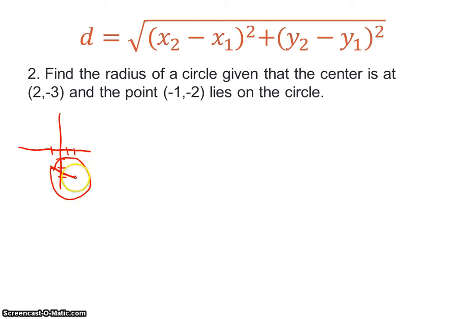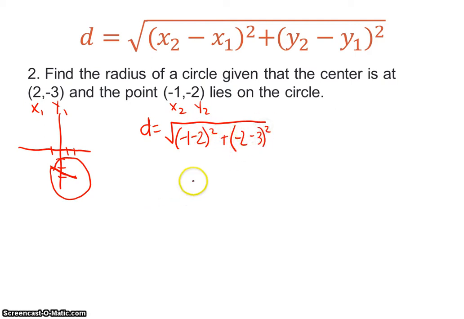So we want to find the distance between these 2 points. We've got it over here, x1, y1, x2, y2. So we've got the square root of negative 1 minus 2 squared plus negative 2 minus a negative 3 squared.